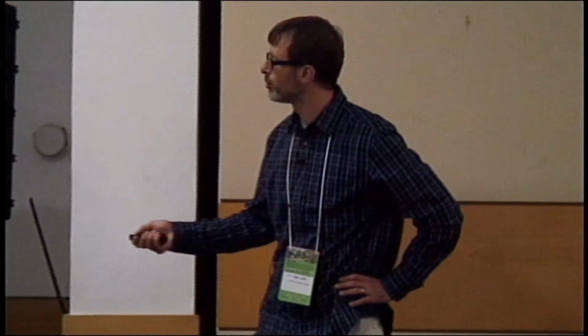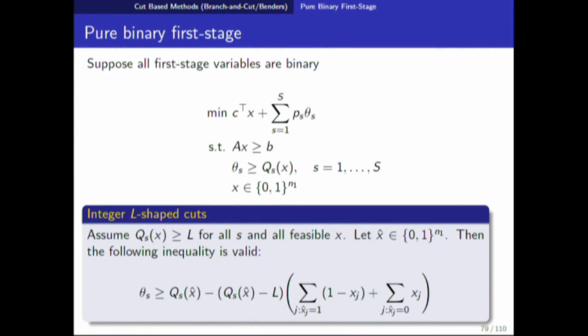First, we're going to assume we have a known lower bound L on the value function in scenario S. For example, maybe all the costs and variables are non-negative, so the lower bound is often 0. So theta S is always at least L. Then you fix some binary vector x hat in the space of first-stage variables. Think of that as a candidate first-stage solution. Then we can show that this inequality is valid.